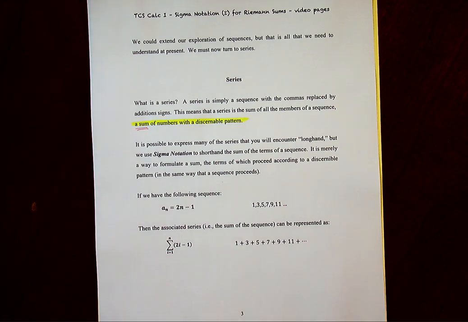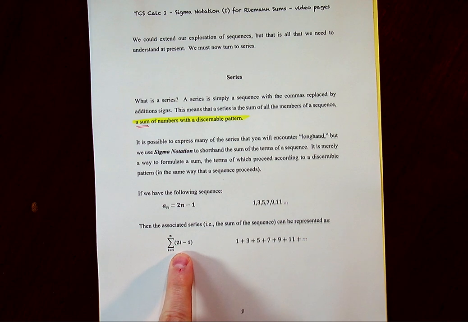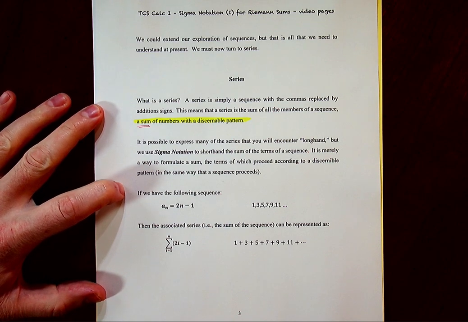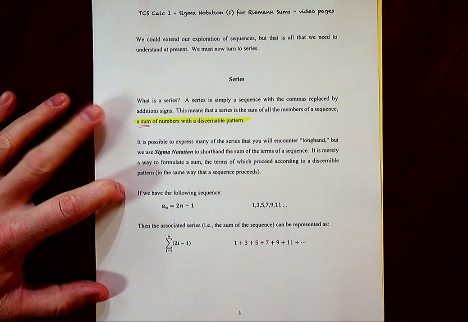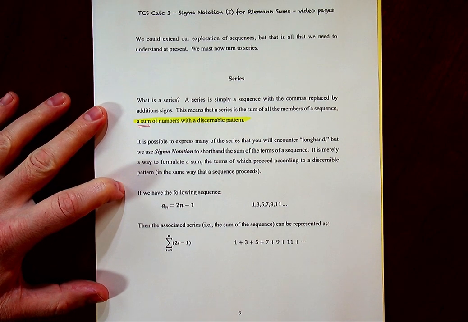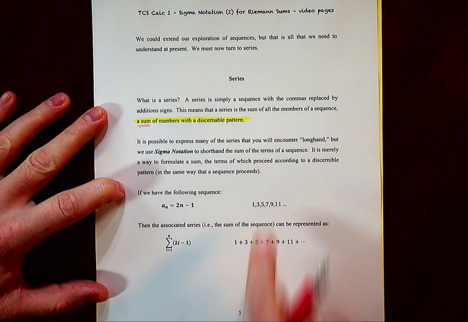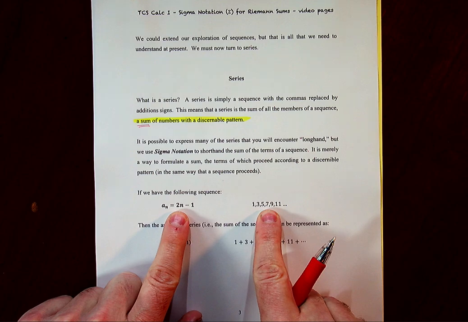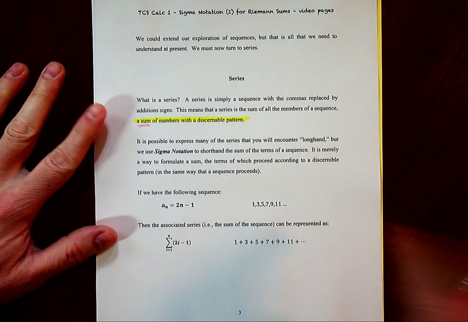But we use what is called Sigma notation to shorthand the sum of terms of a sequence, using the same a sub n, the same analytical model that the sequence used. We just plop it into a sigma notation, and we'll talk here just a second about what it means, okay? So if we have the following sequence, 1, 3, 5, 7, 9, 11, and we discern that it is a sequence that basically, for every a sub n, if you plug in, so if you want the fourth term, you can go ahead and plug in 4, and you will get 8 minus 1, or 7, right? And on and on.